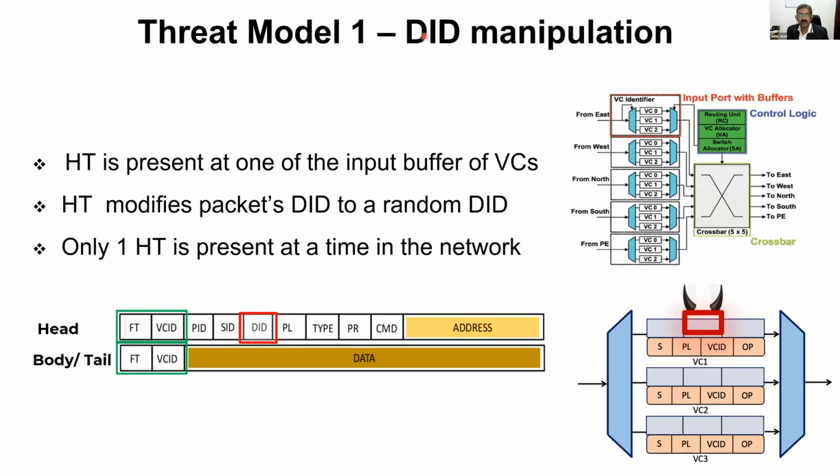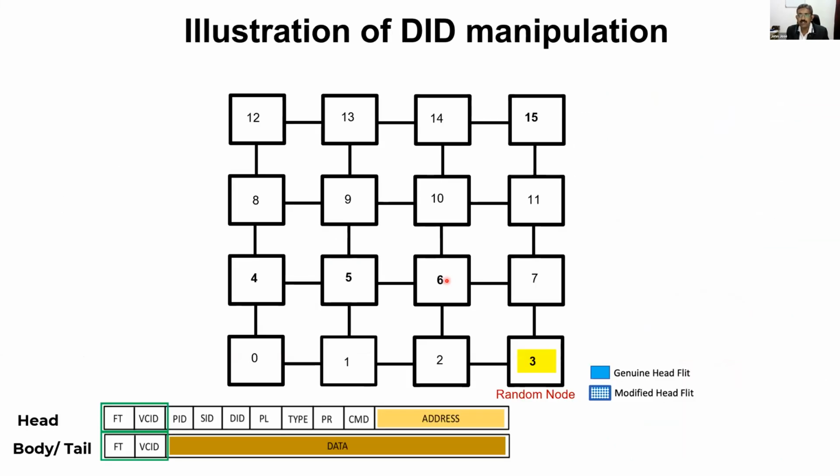The first threat model that we consider is when an HT is present in one of the input buffers of the virtual channels, and the HT modifies the packet destination ID to a random destination ID. We assume that only one HT is present at a time in this network, and we can extend this later. So for making the concept understood, now let us try to illustrate what happens.